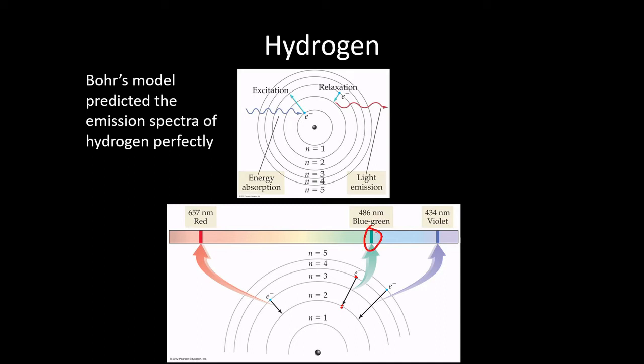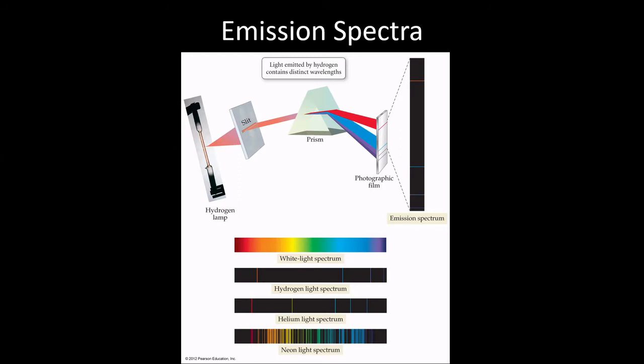The energy of this photon of light exactly corresponds to the energy difference between these two levels. Going from 5 to 2 corresponds to this violet color, and going from 3 to 2 corresponds with the red color. So the reason that we saw only very specific wavelengths being produced here is because the electrons could only have very specific energies. They couldn't have any energies in between those.